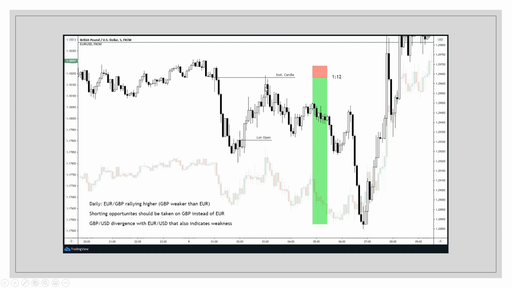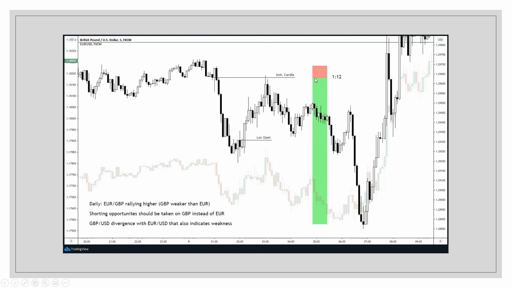Price then rallies, that false rally higher, just like I showed you on the previous slide. There is your false rally. It smacks right into that institutional candle and then sells off a few hours after London opens. Now, did it eventually go higher? Yes, it did. But nonetheless, there was still an opportunity to trade short.